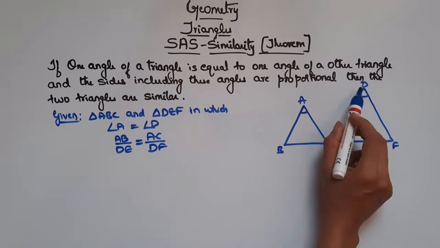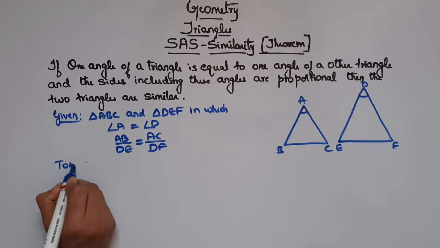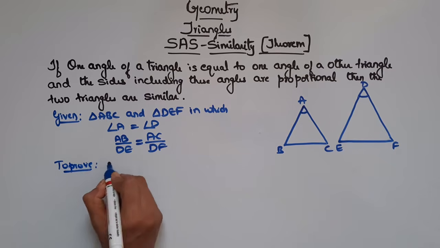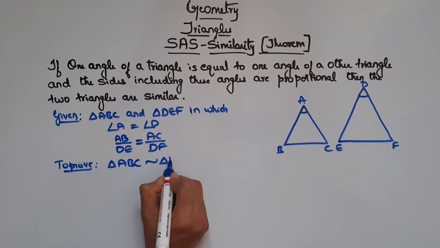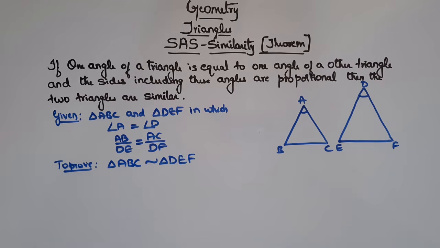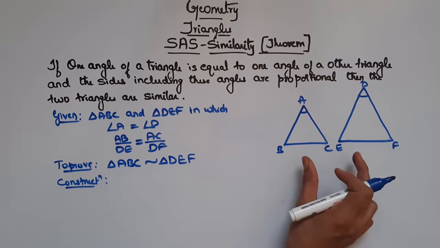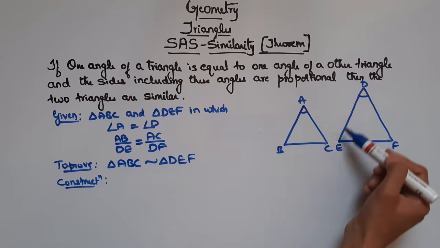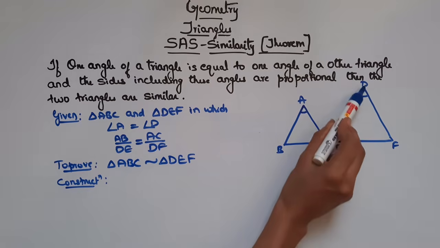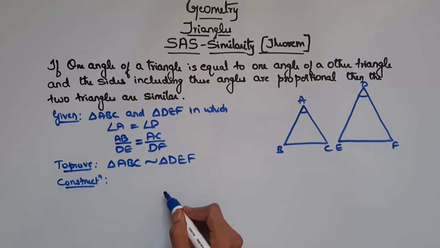So what we have to prove? We have to prove these two triangles are similar. So to prove is that triangle ABC is similar to triangle DEF, right? Now construction. Now let's take these triangles such that ratio of the sides, that is AB by DE and AC by DF is less than 1. First let me write that in words and then explain you what I mean.